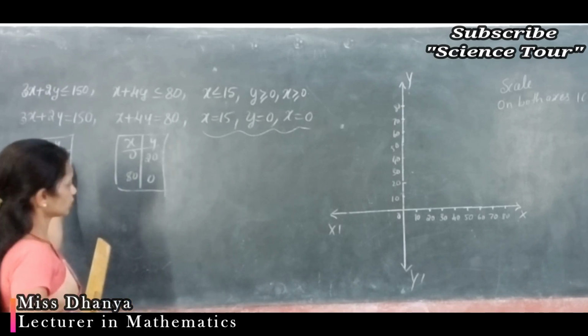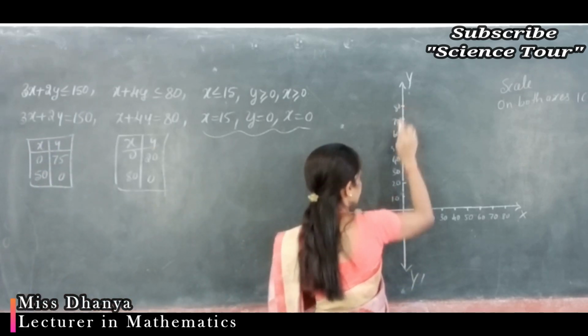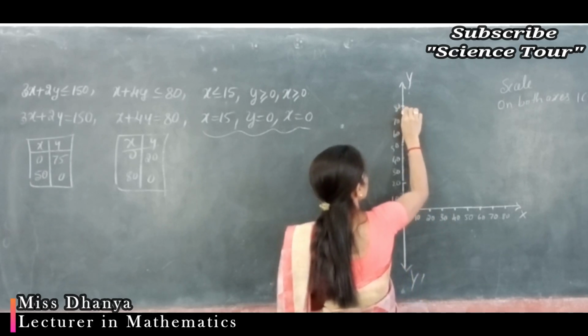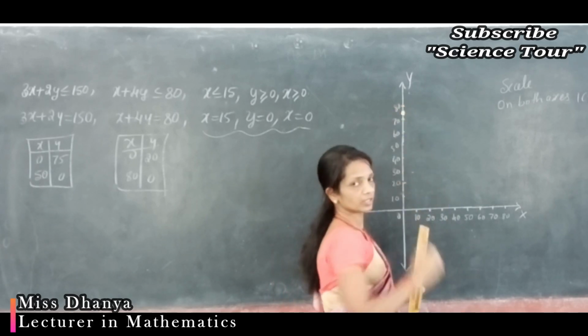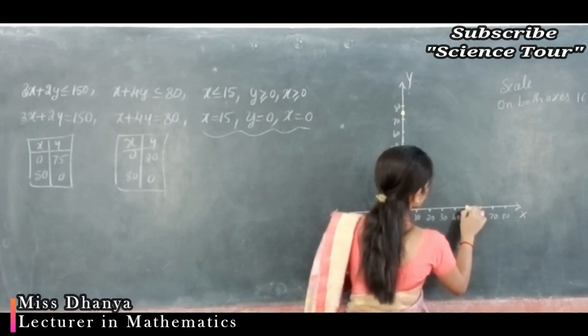First table, first point is 0, 75. That is here. Highlight that point 0, 75. This is between 70 and 80, you have 75. Then 50, 0 that is here.